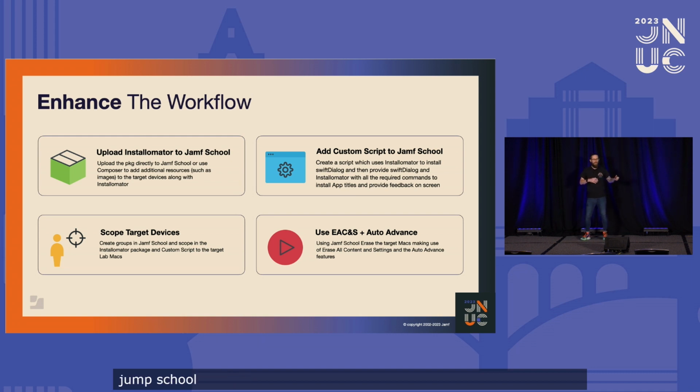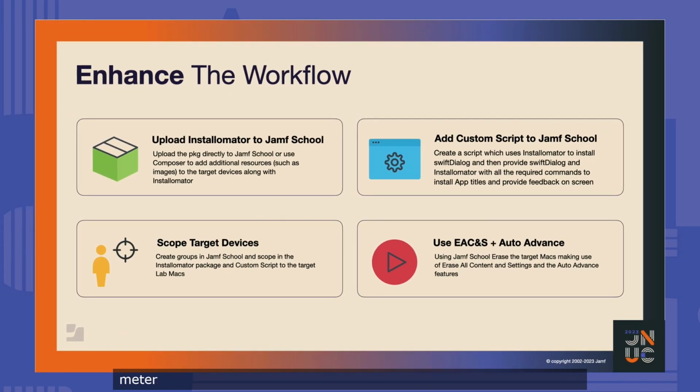So what does this workflow look like? How do I go about it? The first thing that I need to do is upload Installomator directly to Jamf School using the package deployment ability. Or I could customize that package with something like Composer to add additional resources, maybe things like images or icons. But once you've got that, you upload it to Jamf School.